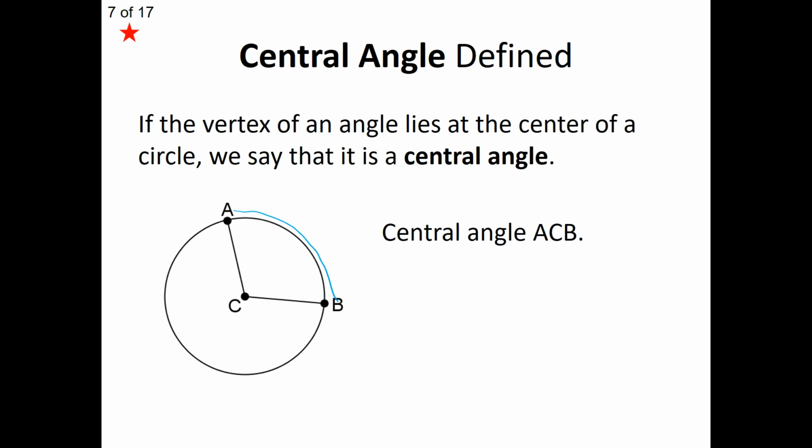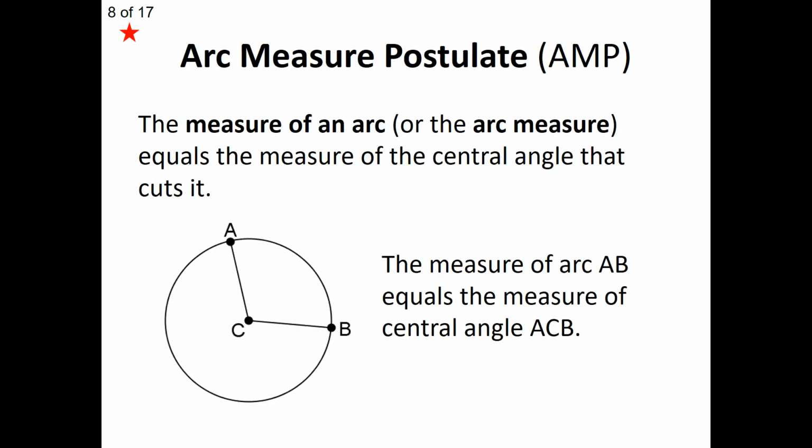What we're going to find is there's going to be an assumption we make about the relationship of the measure of our central angle to the measure of that arc. So we have our first postulate, the arc measure postulate, or AMP. The measure of an arc equals the measure of the central angle that cuts it.